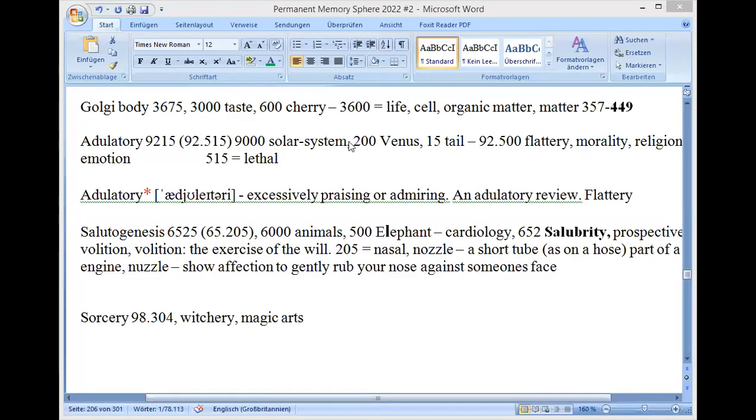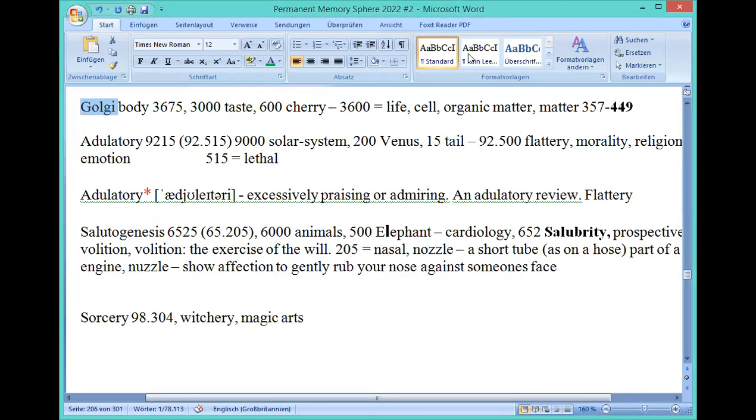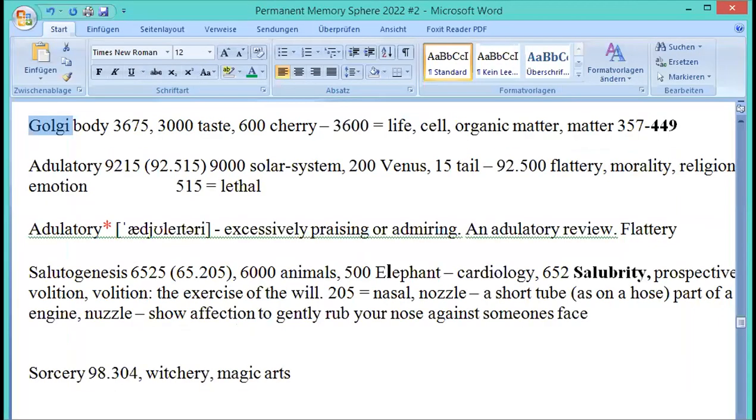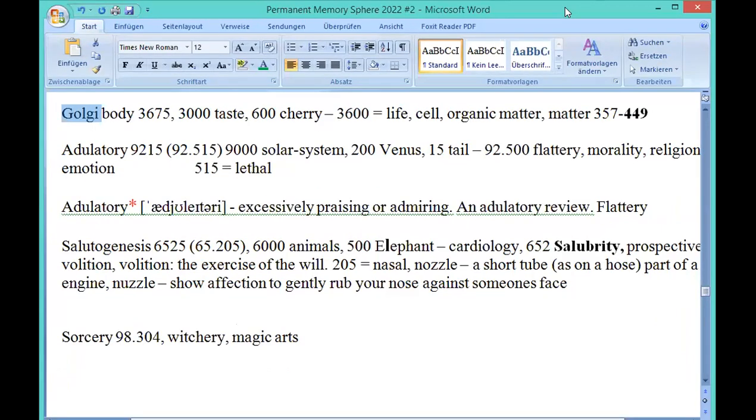And so the word today is Golgi body. So let me just adjust my screen a little bit. Okay, just give me a second. Okay, so there we go. So that is better. Okay, so Golgi body.